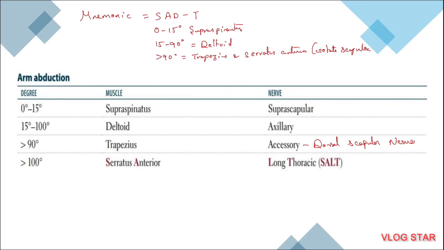Now, this supraspinatus, that is the suprascapular nerve, its roots are coming from C5 to C6. Accessory nerve, this we already know, that is cranial nerve 11. The long thoracic nerve is C5 to C7.